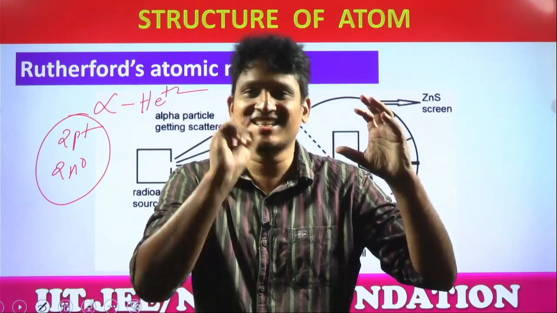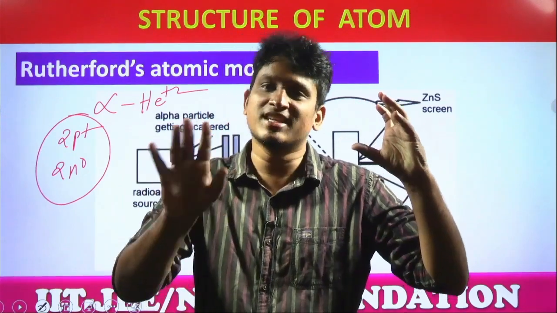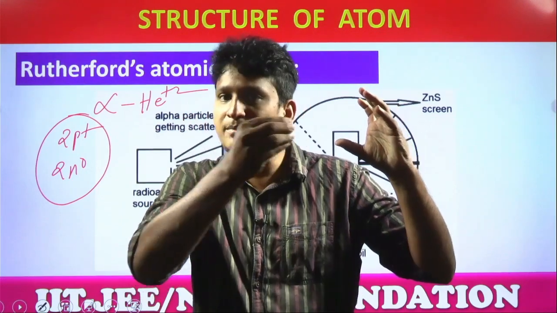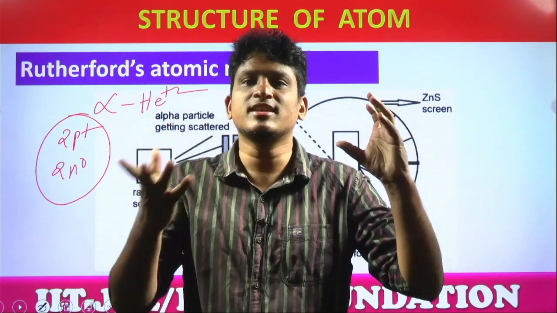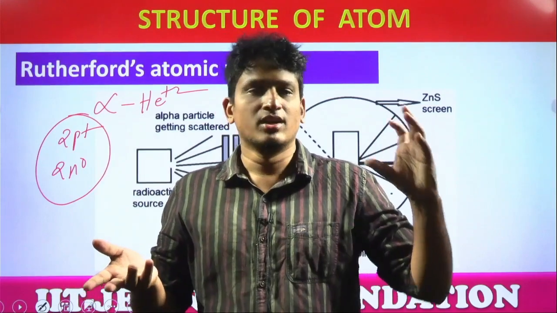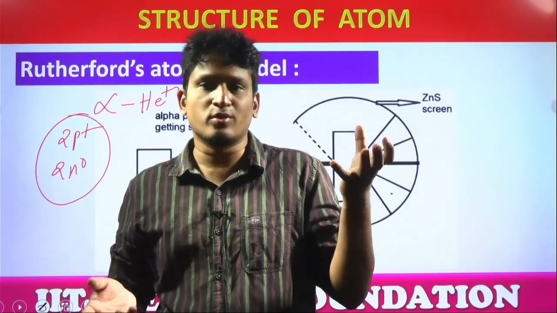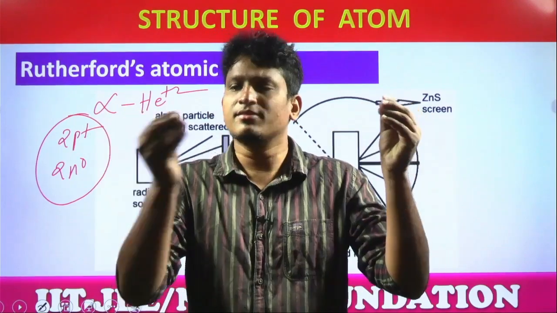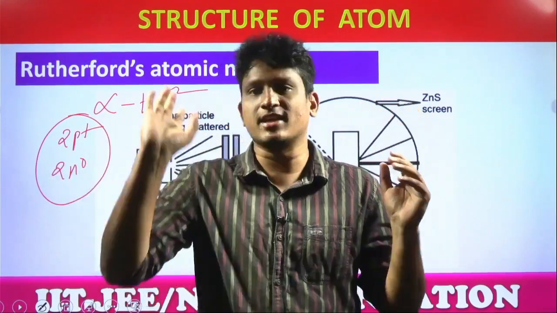If J.J. Thomson is correct, what will happen to this positive ray? It will repel back. Sir, why? Positive repels positive, yes or no? Thomson said the whole atom is occupied by protons, and alpha rays have positive charge. Positive, they repel back. If they repel back, Thomson is correct.